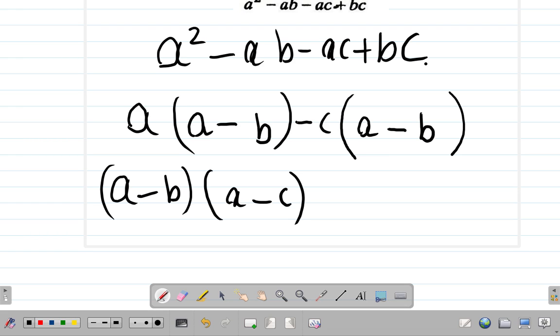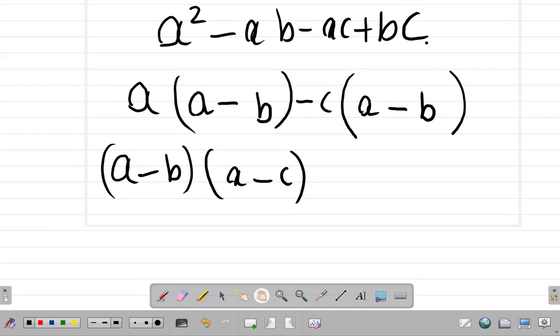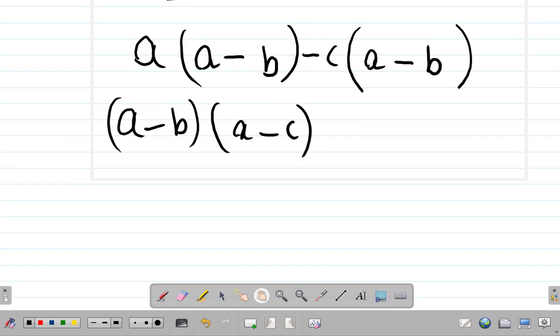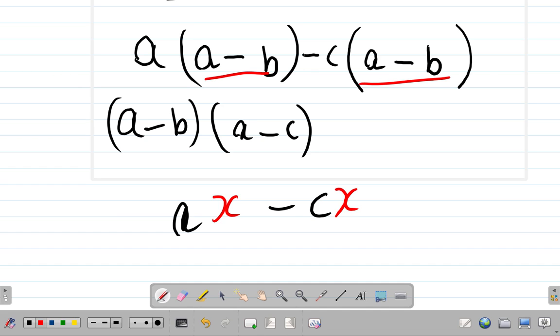You see? Now we look at this argument here. Suppose instead of A minus B, suppose it was X in both cases. So you have AX minus CX. Remember, now, replace this with X. Alright? Then what you would have is X outside the bracket. You have open bracket A minus C. So you see that? Now the same argument applies here.